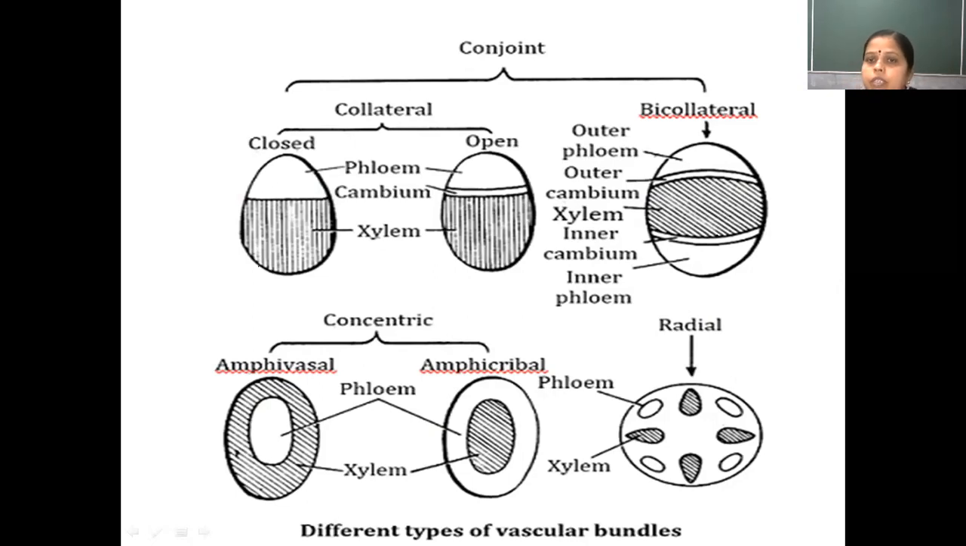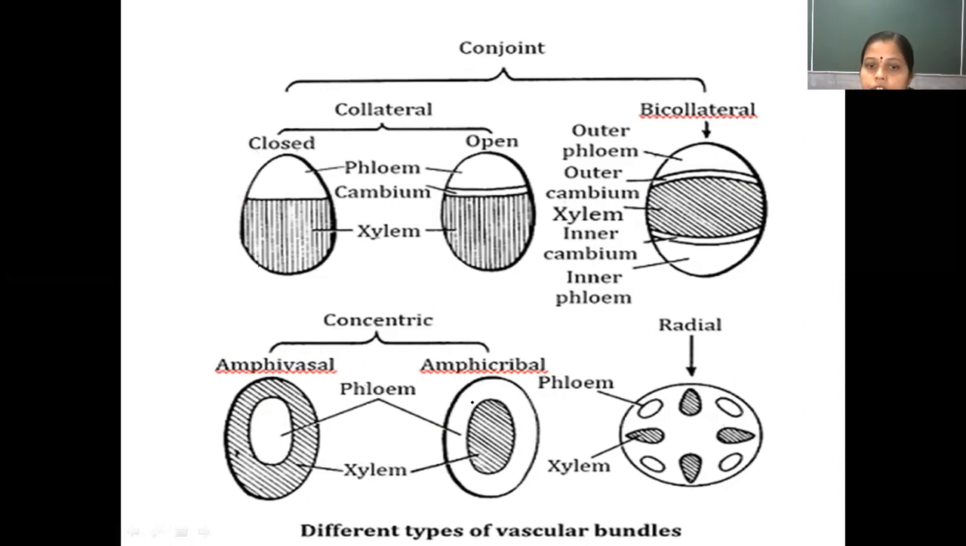Such type of arrangement is said to be bicollateral. Okay, next, concentric. What's the meaning of concentric here? So, phloem is in the form of a bundle, whereas xylem appears in the form of a circle surrounding the phloem. Okay, if xylem is present in the innermost region and phloem appears surrounding the xylem, then it is said to be what? Concentric type of vascular bundle, amphivasal.